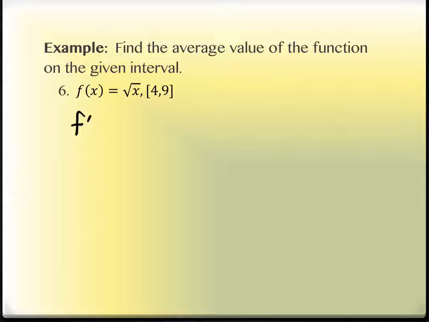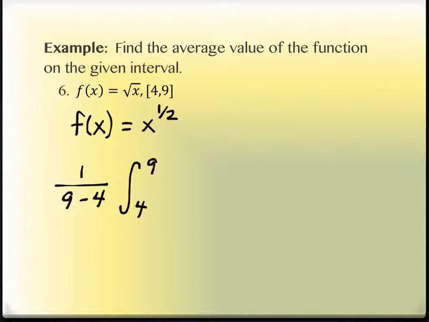So here's our function. And of course, as you remember, it's more helpful to think about this as x to the 1/2 for our purposes. It wants us to find the average value. So the average value is 1 over b minus a. Well, b and a are 9 and 4. My integral is from 4 to 9 of x to the 1/2 dx. All right, so 1 over 9 minus 4, what is that?